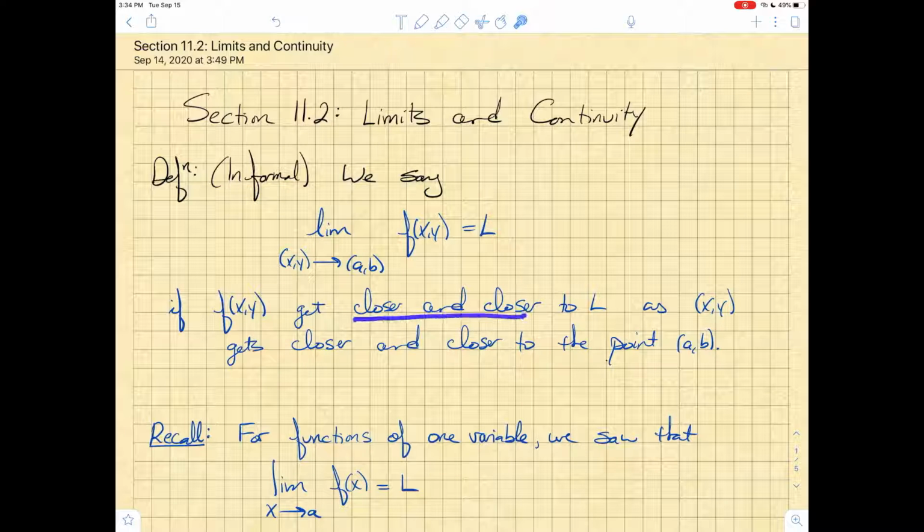What does closer and closer even mean? You'll have to wait until you take Introduction to Analysis. That's where we learn those kinds of things.